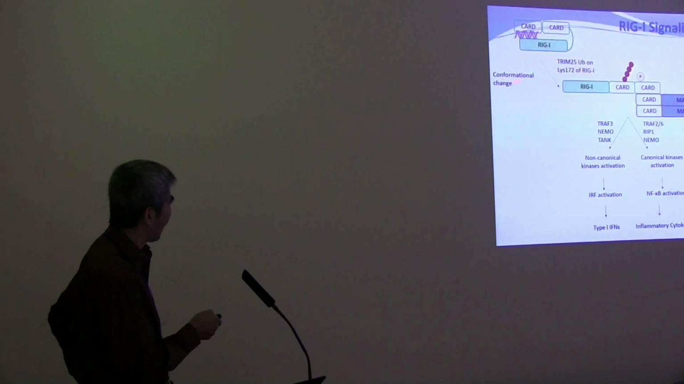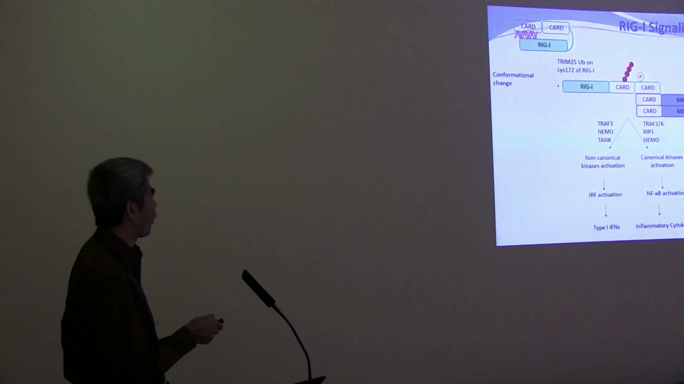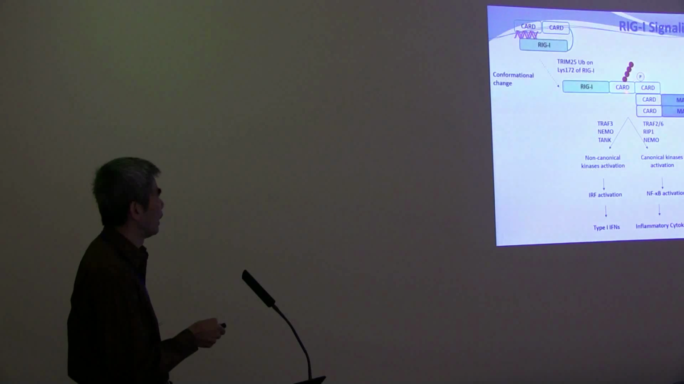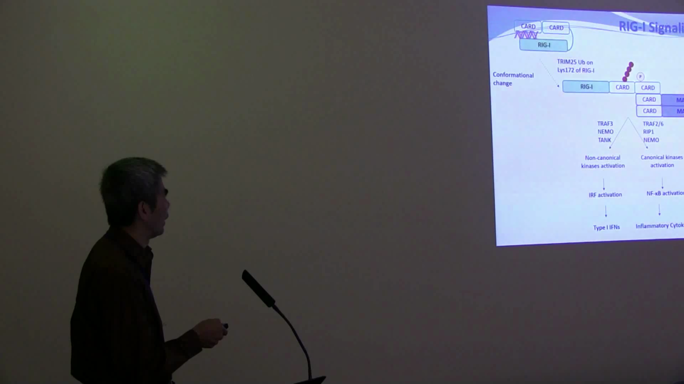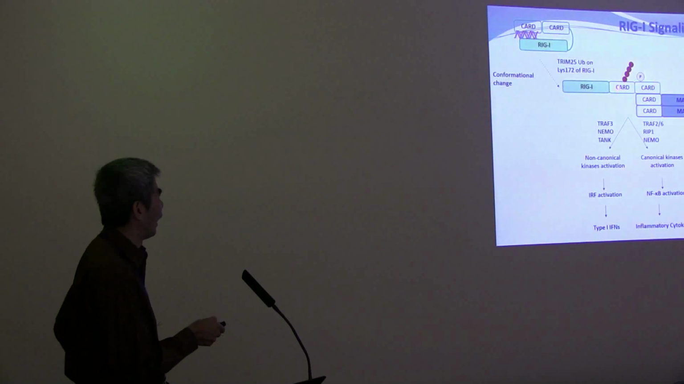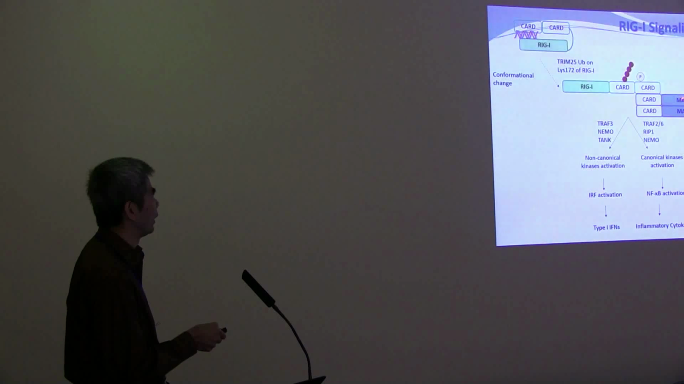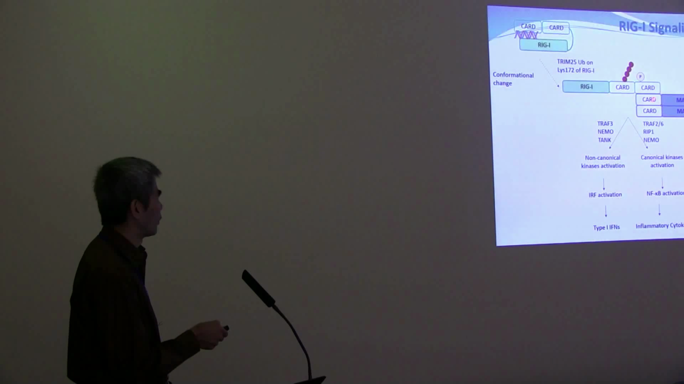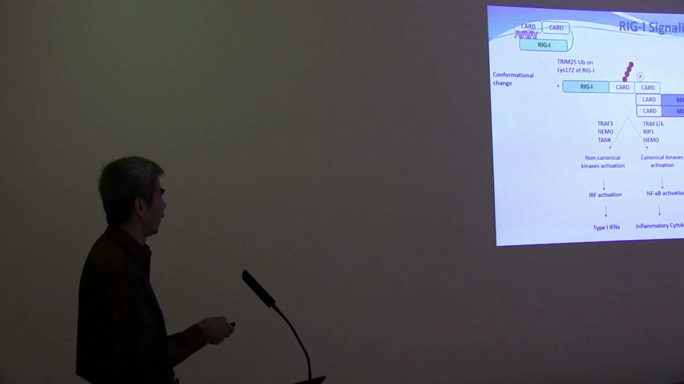The binding of viral RNA can induce ubiquitination and phosphorylation in the C-terminal, and in the N-terminal CARD, and this leads to a conformation change that opens the CARD. The CARD can interact with the mitochondrial adaptor protein MAVS, and this induces oligomerization of the MAVS protein and activates MAVS.